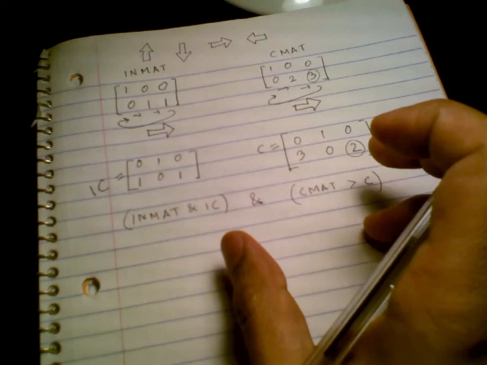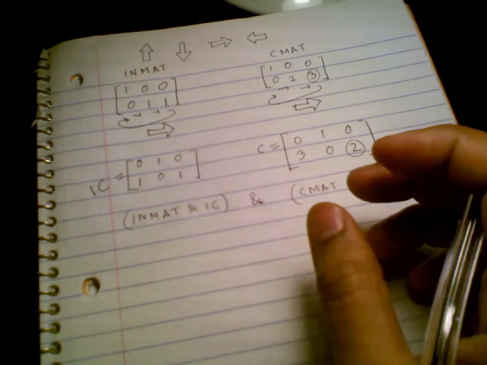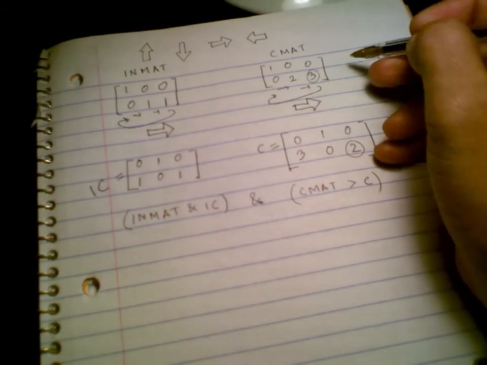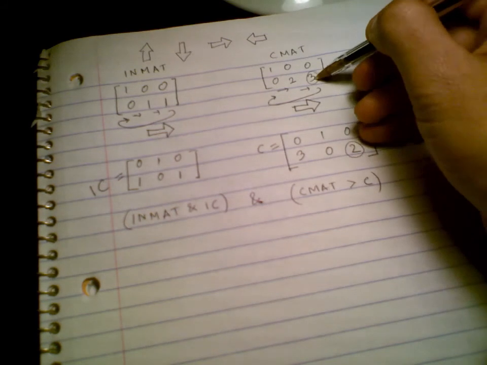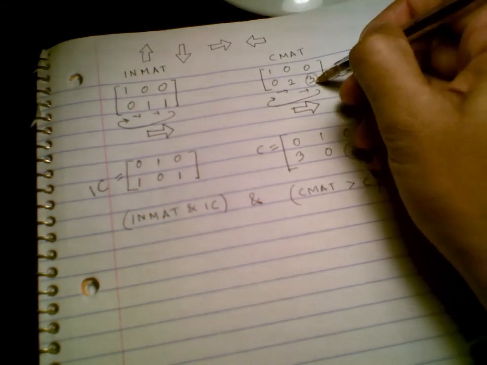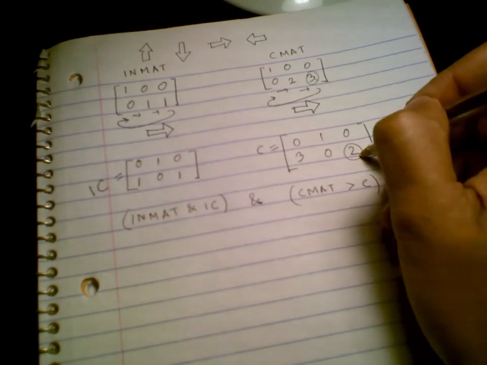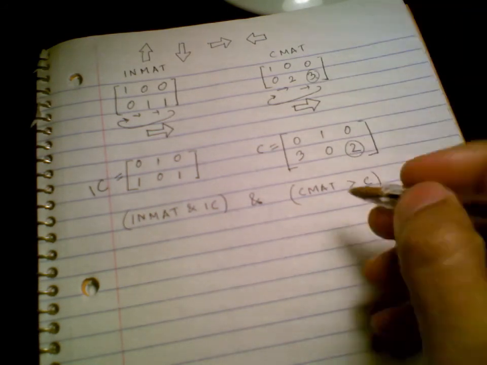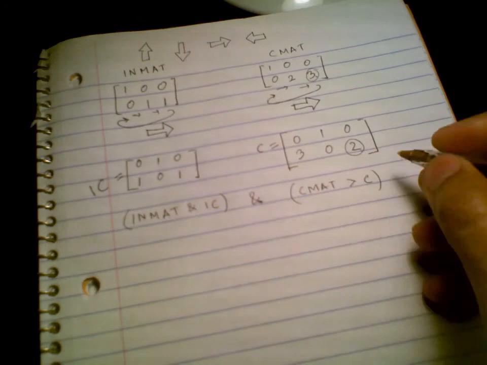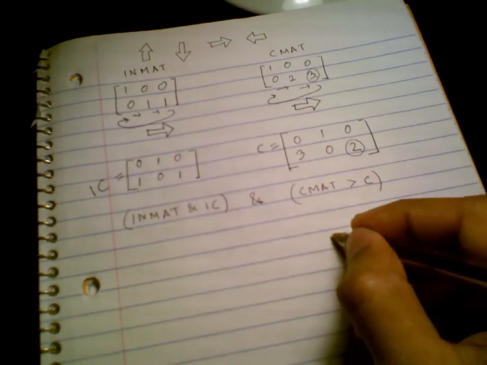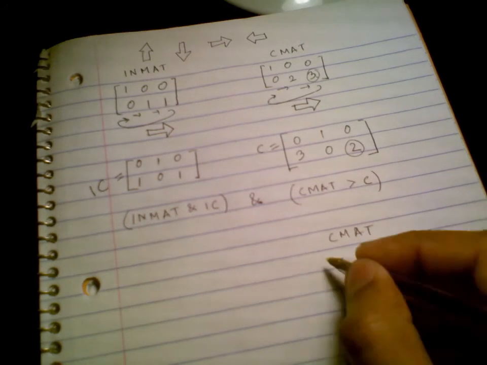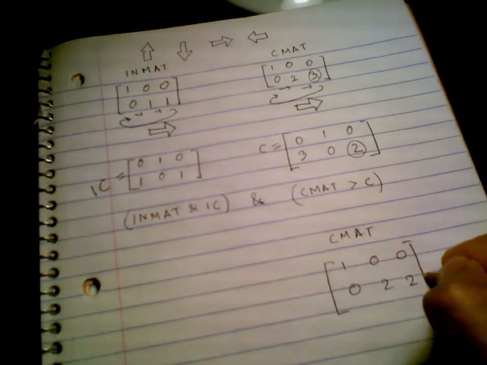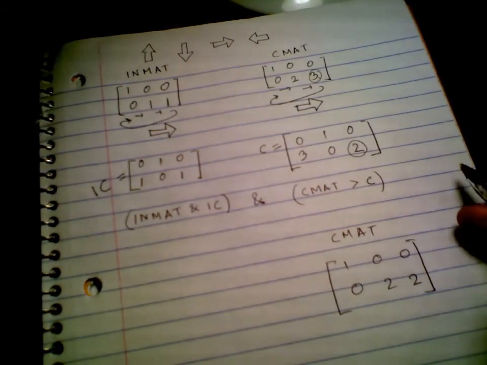And if we combine all that information, then we can choose, let's say whenever that happens, we are going to make this number in CMAT the same as whatever we found in C. So if we do that, then we would have CMAT change into a new CMAT, which will be 1 0 0 0 2 2. Then we move on to the next move.